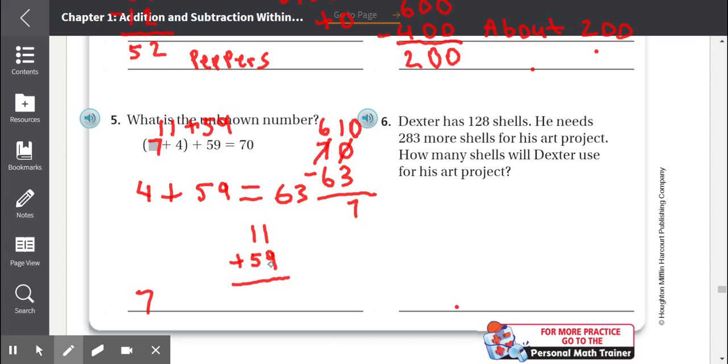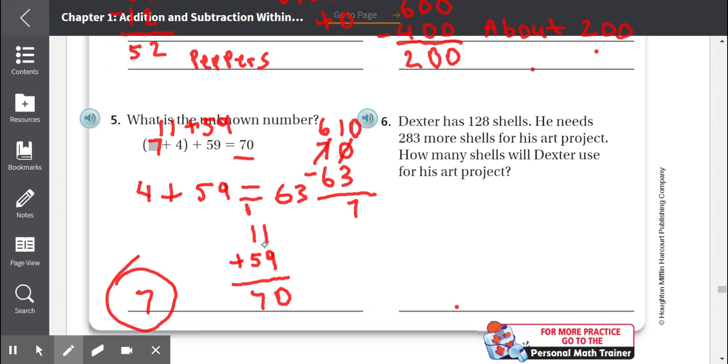1 plus 9 equals 10. Carry our 1. And 1 plus 1 equals 2. And 2 plus 5 equals 7, so 70. So our answer is correct because they equal this 70 right here.